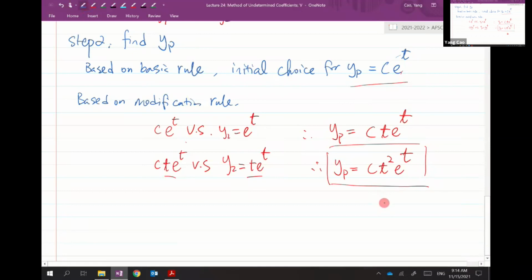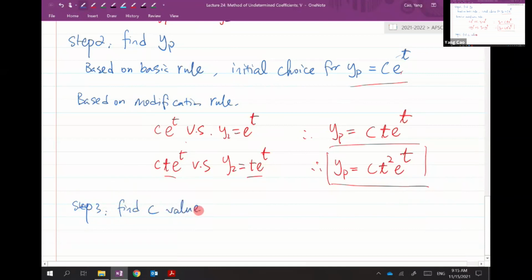Any question on this modification rule? As I said, this is a very important rule. It's a trick, it's a pitfall. So chances are you'll be tested in the final exam. Now coming back to this yp, ct squared e to the t, this is not the end of it. We need to find the value of c in order to obtain the general solution for the whole question. So the next step, you can call step 3, is to find this c value.